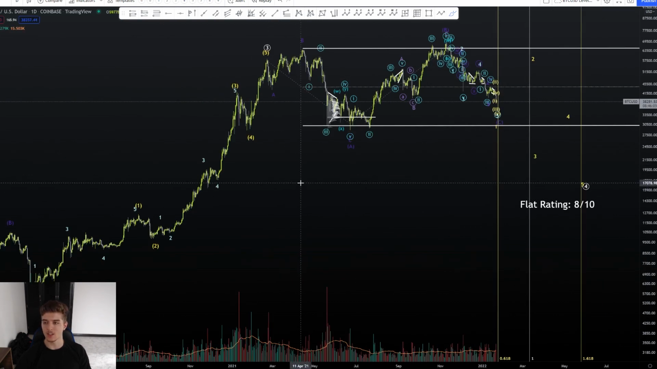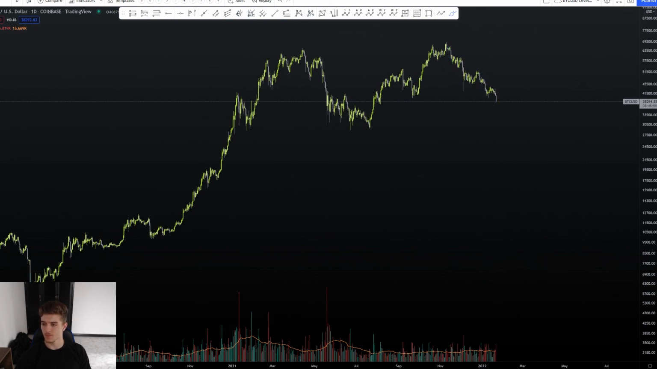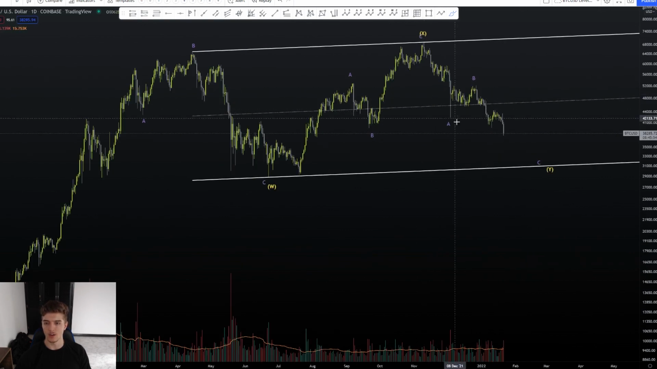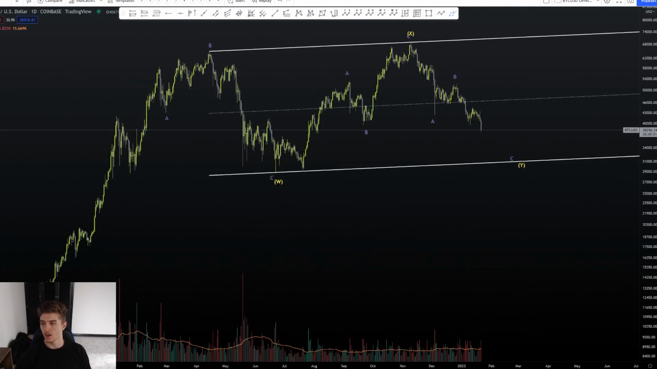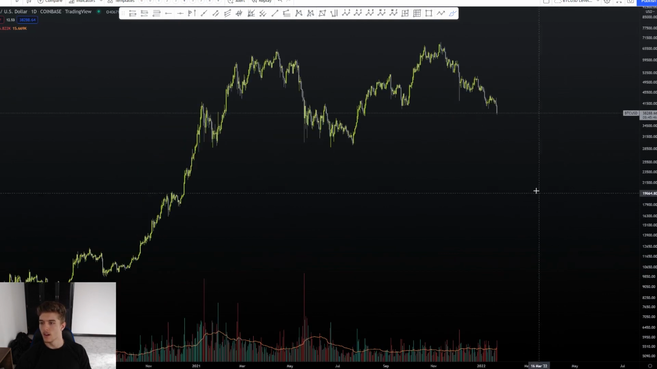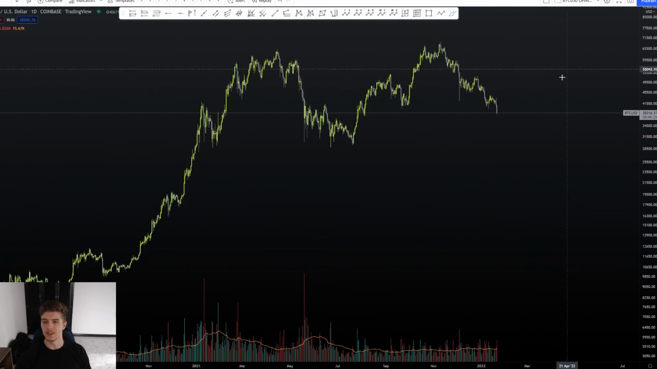Now, of course, we have different counts we could show. Let's hide this count for now. This could all be a WXY, and we could just bottom out down here for this Y wave if this is an A, B, C. Or this could all be, for example, where is it? I had a running triangle count where this is all an A, B, C, D, E, where it looks something like this. A, B, C, D, E. But in my opinion, the most likely count that we're looking at right now is the flat count. So that's what I wanted to show you guys today.